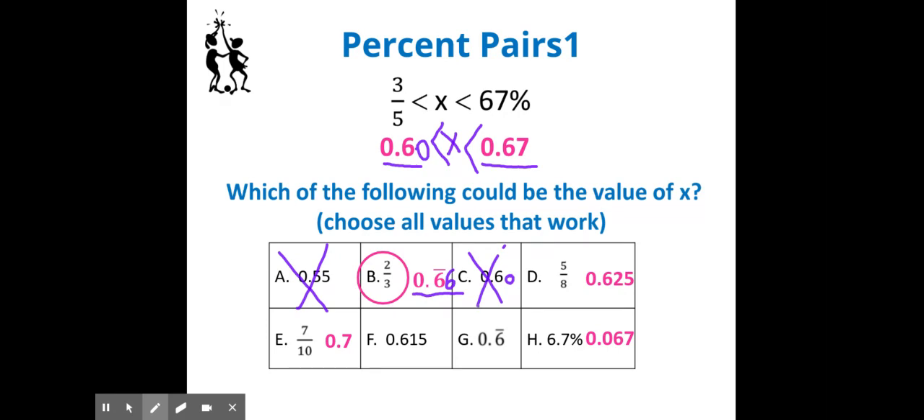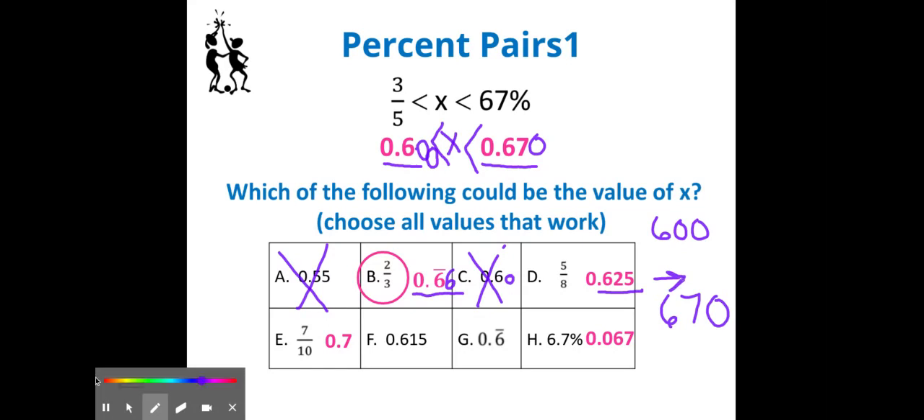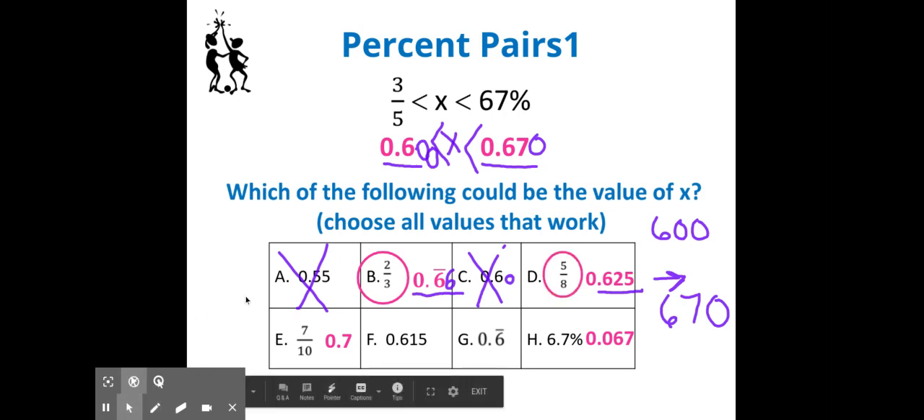D, 625 thousandths. Again, same strategy. Since that goes to the thousandths, then simply take those two values we have in our inequality and make them go to the thousandths as well. Now I need to see, is 625 essentially between those two values? Yes, it is. 625 is within that range, which is why D is another answer choice.